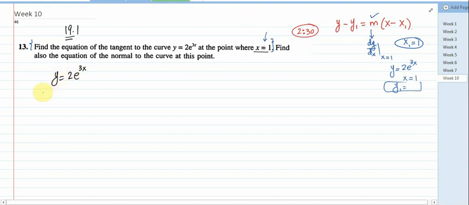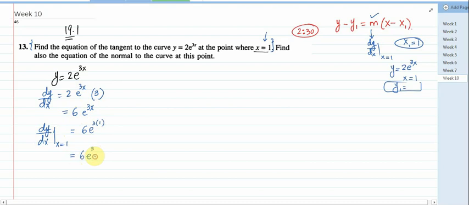To differentiate, dy over dx will be equal to 2. The derivative of an exponential is the exponential, and then the differentiation of its power, which is 3. So I can say that it's 6e to the power 3x. That is dy over dx. We need to find dy over dx at x equals 1. So that is 6e to the power 3, with x being 1. That is my dy by dx, right?